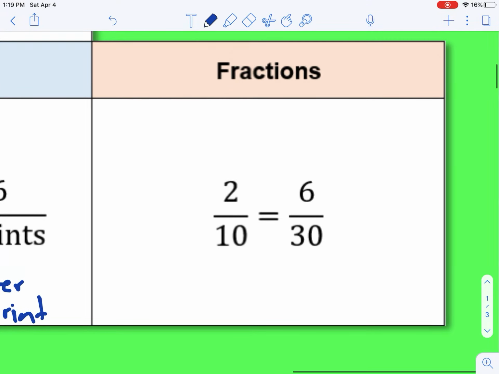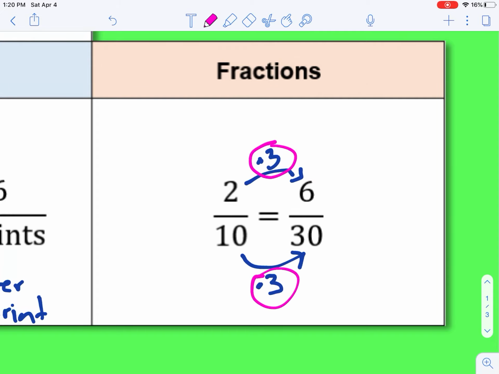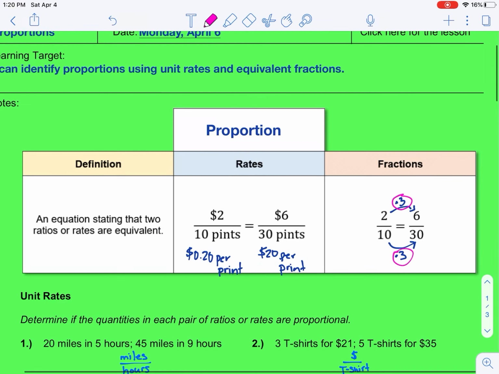So when I'm checking fractions, I just look to see if those are equivalent or not. So I'm going to ask myself, how do I go from 2 to 6? Well, I times by 3. And we know the golden rule of math, whatever you do to one thing, I need to do to the other. So that means I also need to do 10 times 3. So I want both of these numbers to be the same. And they are the same. So 2/10 is equal to 6/30, which means that those two fractions are equivalent fractions, which means that those are proportional.